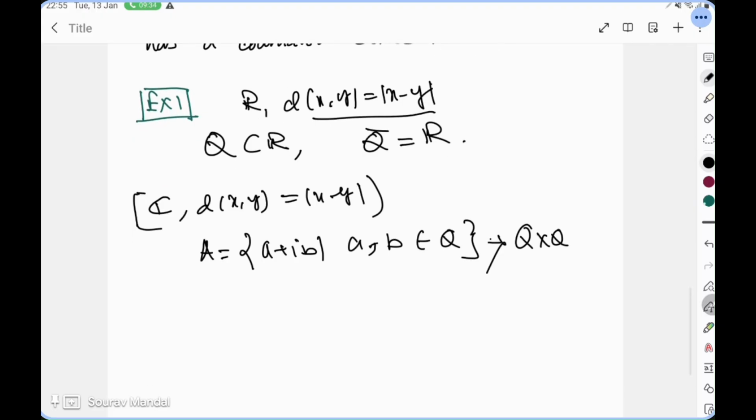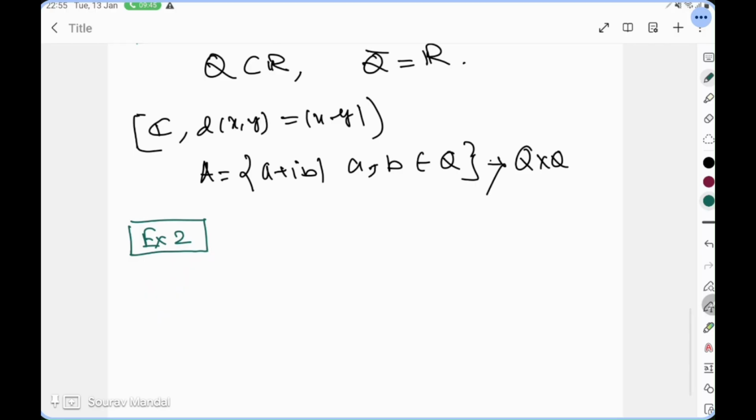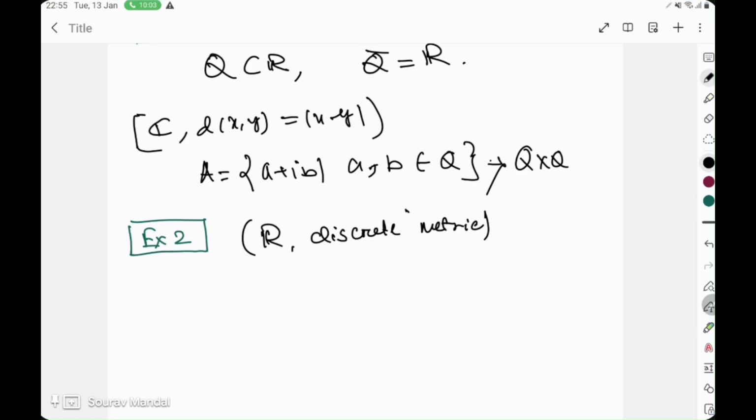Now, if we consider R with the discrete metric, whether R with respect to this metric is a separable space or not. What is the discrete metric?